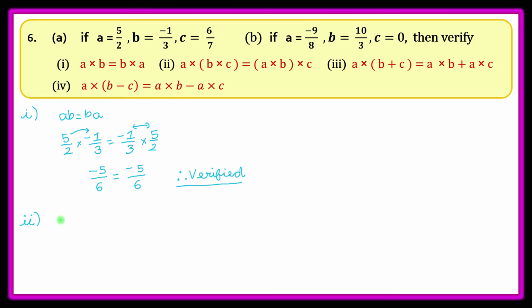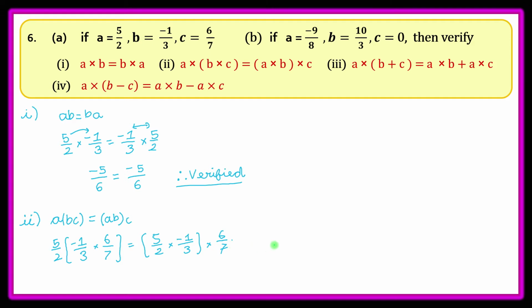Now for the second part it says A into B into C equals A into B into C. In the first part, B into C are multiplied first, and in the second part, that is on the right hand side, A and B are multiplied first. So let us see. A equals 5 upon 2, B equals minus 1 upon 3, and C equals 6 upon 7. So this would be the equation: 5 upon 2 into minus 1 upon 3 into 6 upon 7 would be equal to 5 upon 2 into minus 1 upon 3. This part we have to do first and then multiply by 6 upon 7.